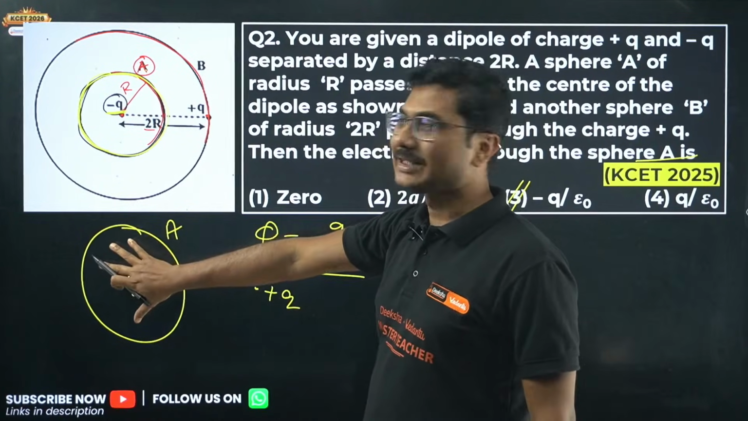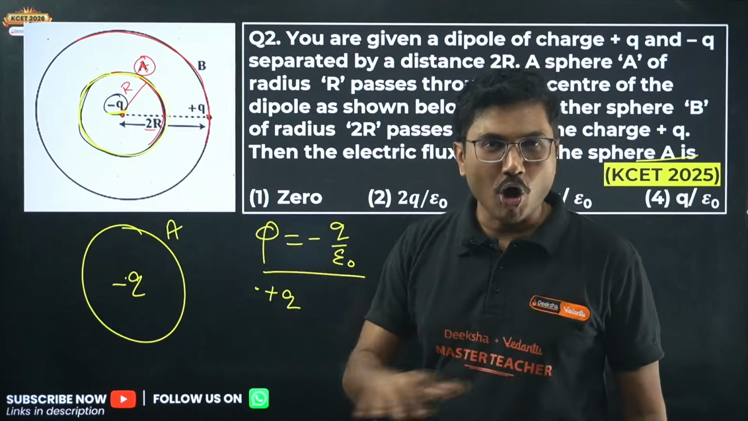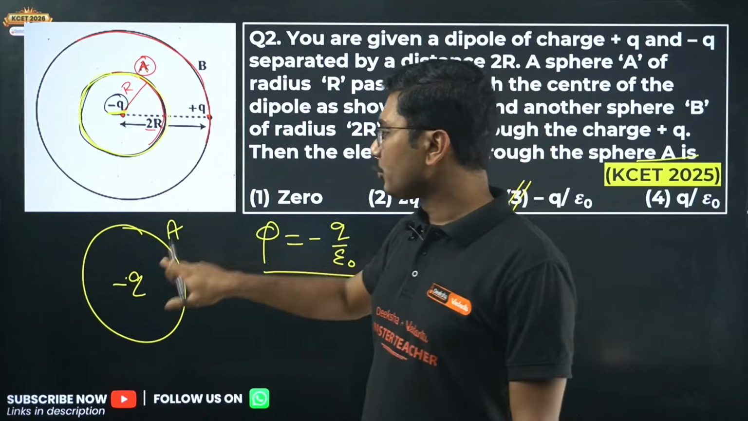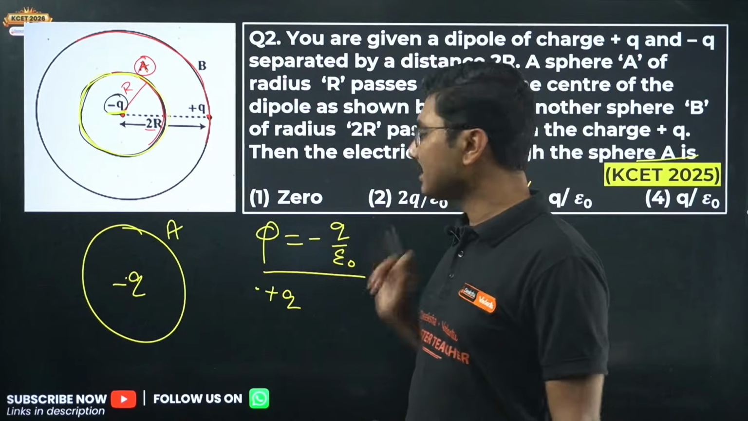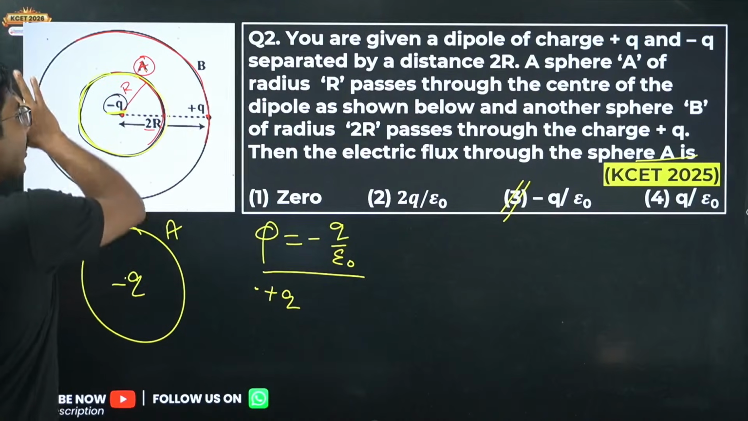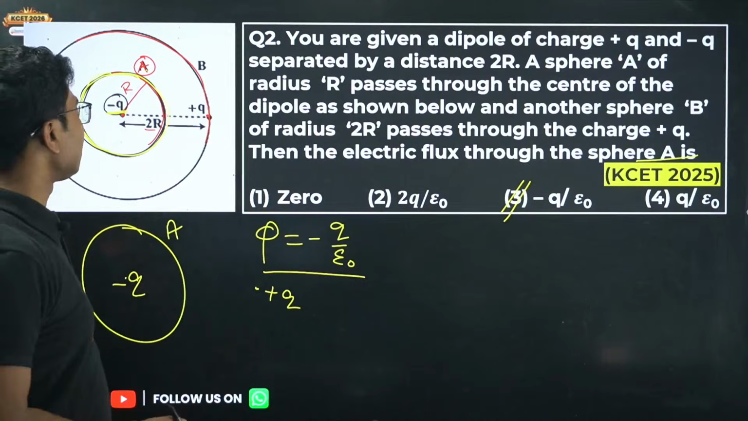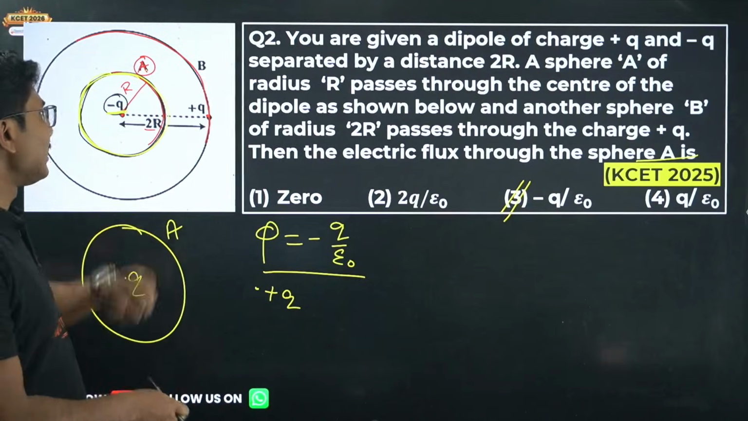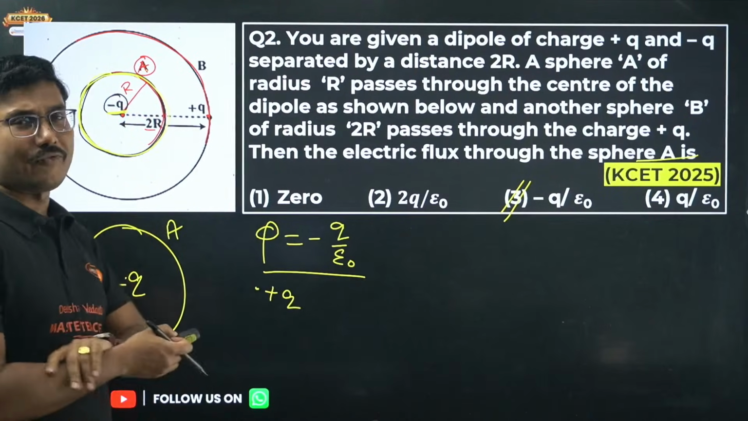This is our sphere A, so anything else we do not consider. If this is the sphere, we will only consider this sphere. Anything outside we will not consider at all. So sphere A has only minus q charge, so that's why it will be minus q by epsilon naught. You do not need to consider whatever is outside the sphere. Plus q, minus q. This sphere is B. This sphere B has minus q as well as plus q. So for this sphere, flux will be 0.